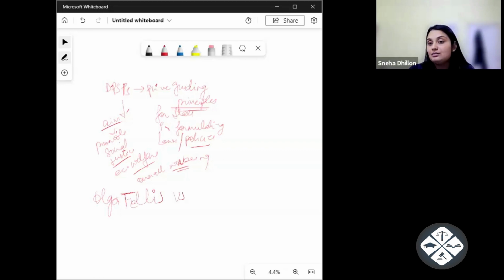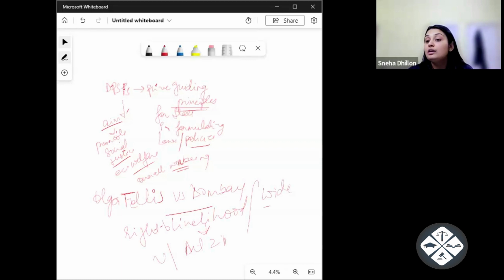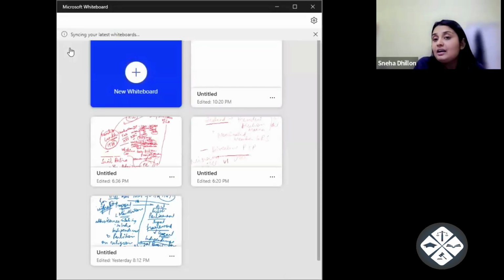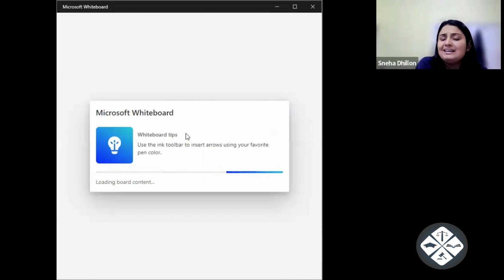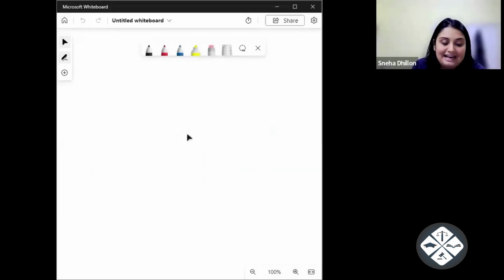In Olga Tellis, the concept of the right to earn a livelihood was taken as falling under Article 21. A wide interpretation was given to Article 21 to include a guiding principle within its meaning. So this we can say is the relationship between fundamental rights and directive principles. We will do it in a detailed manner when we understand these topics from a separate and exclusive point of view.